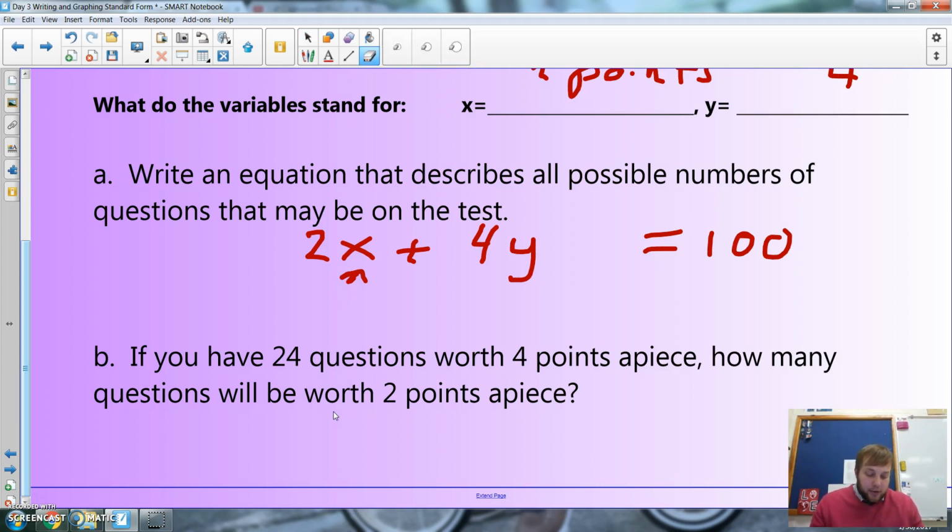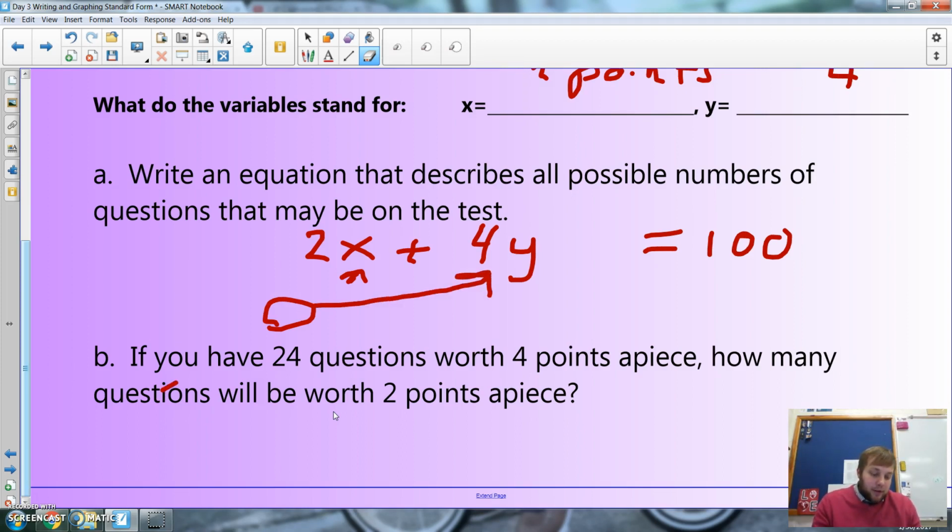Not a hard one, again, to write, but it is a little tricky. You got to be a little extra careful. All right, so here we go. If you have 24 questions worth 4 points apiece, how many questions will be worth 2 points apiece? So that means I have 24 of the 4-point questions. So I have 24 of those.